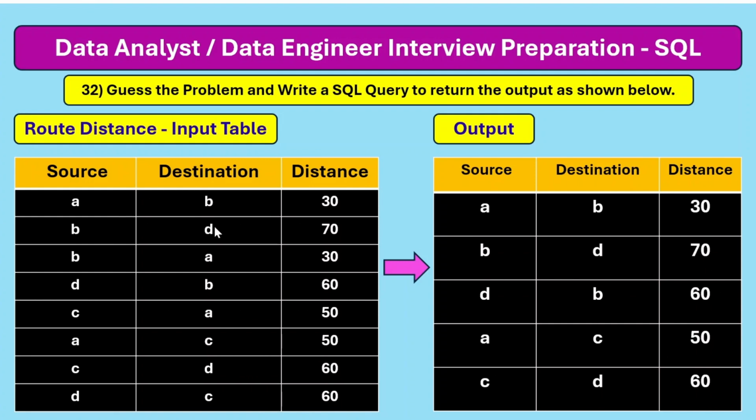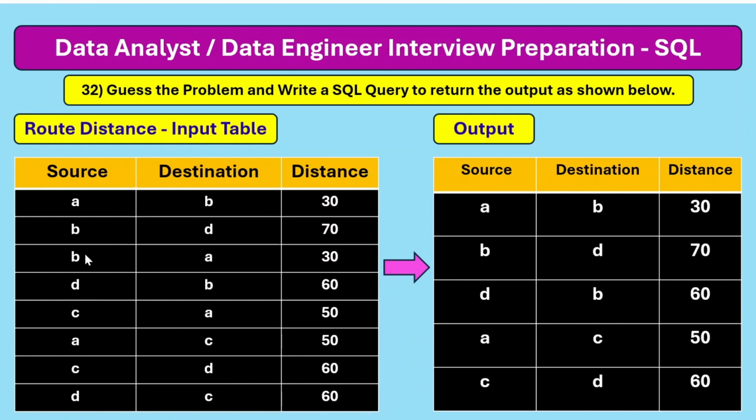So we should consider one more thing, that is distance. Let's see that. A to B is given as 30, and here also you are getting A to B as 30. Next one, B to D as 70, and here also B to D as 70. Next one, B to A as 30, that is not returned. So whenever the reverse path has the same distance, you are not returning that.